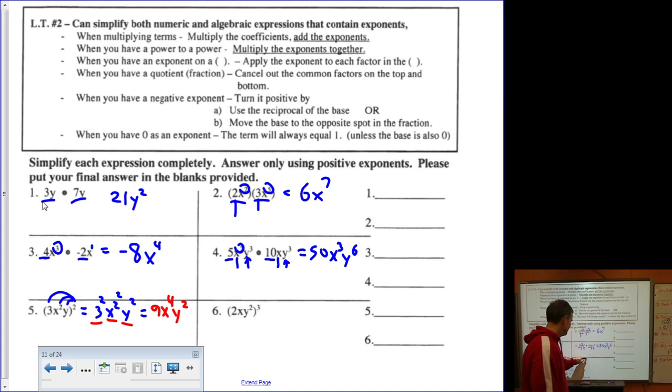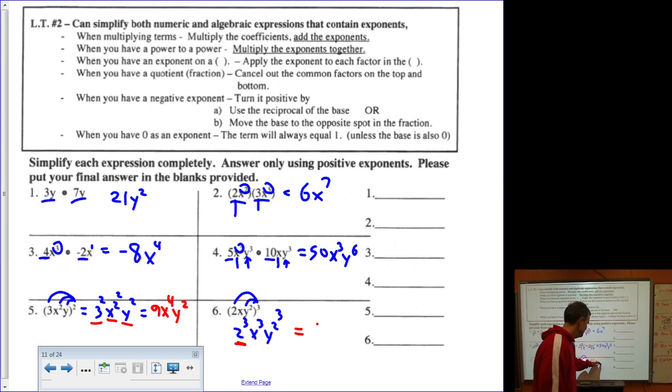Over here, I have a 3 on the parentheses, so that 3 needs to be applied to each thing in the product. That would give me 2 to the third, x to the third, and y squared to the third. And now you can go ahead and simplify that. 2 to the third means 2 times 2 times 2, so that's 8. X to the third is just x to the third. And here I have an exponent raised to another exponent, so you would multiply those together and get y to the sixth.